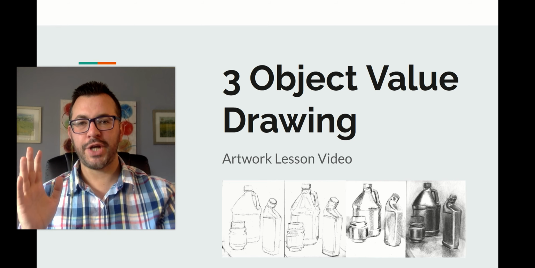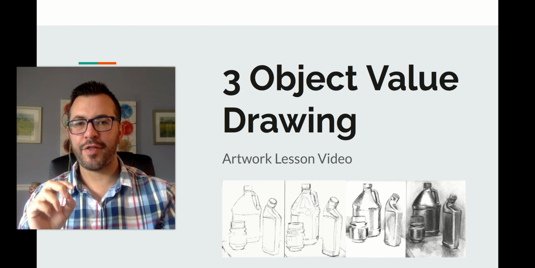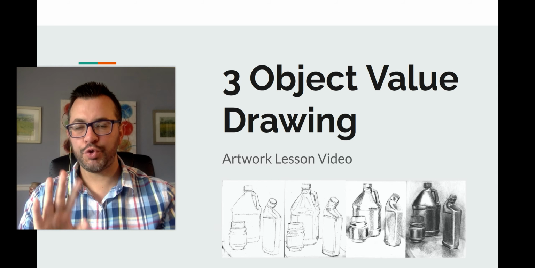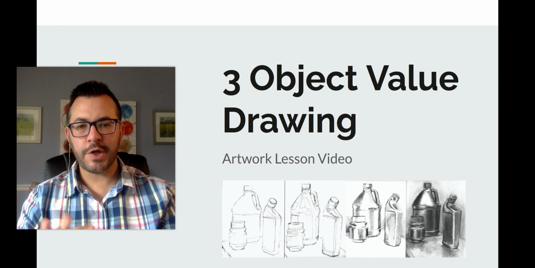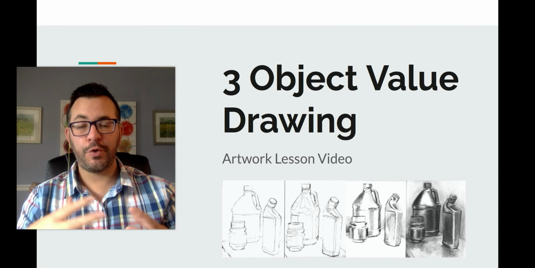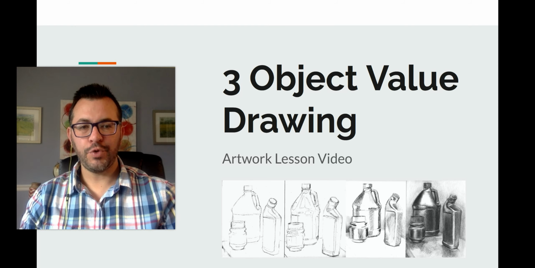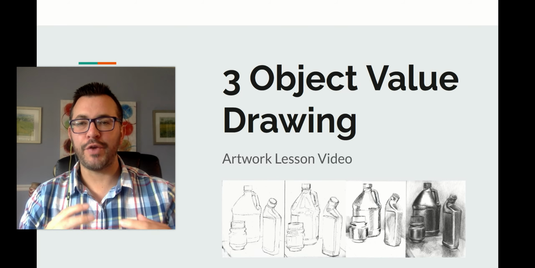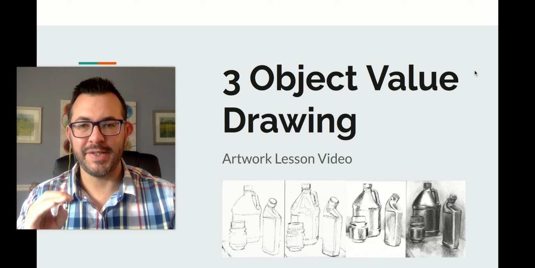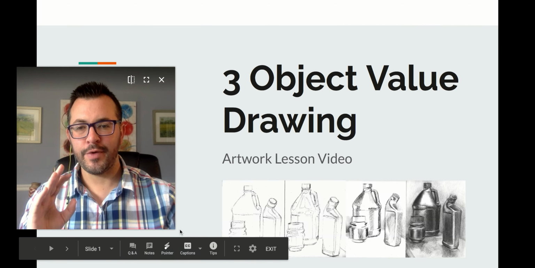Hi, everybody. Mr. Johnson here, and we are going to talk about our three object value drawing project. This is going to be about choosing objects to create your own still life from things you find around your home, drawing them, and then adding value to make that drawing really pop. So, you've got some examples to look at. I have some other information for you.